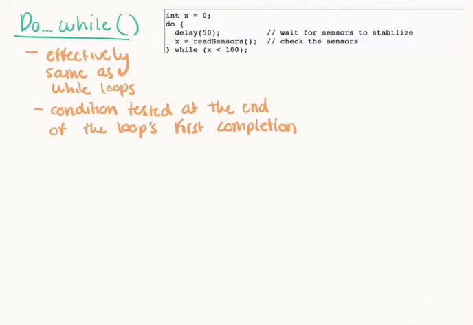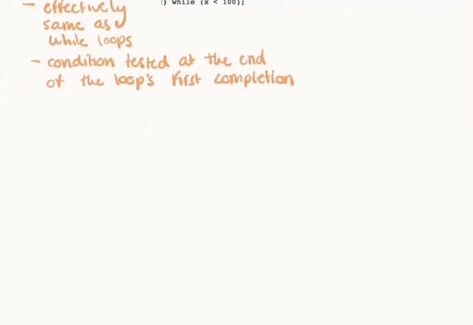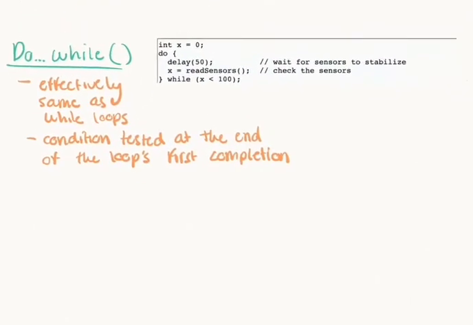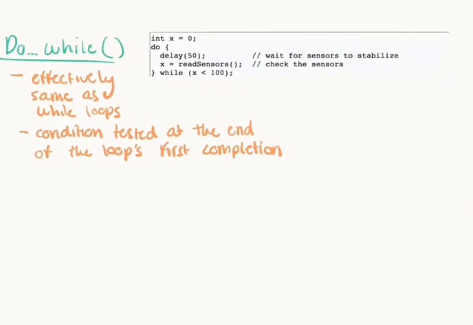Said another way, the do syntax instructs the loop to run at least one time, and then once the loop's first cycle has been completed, the program evaluates the truth of the condition in the while statement that follows the closing bracket of the loop. So, as you can see here on the right, here's an example of a do-while loop in practice.